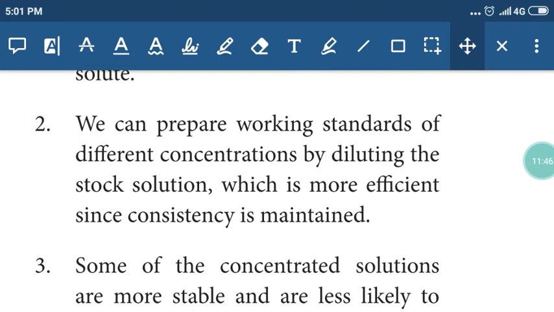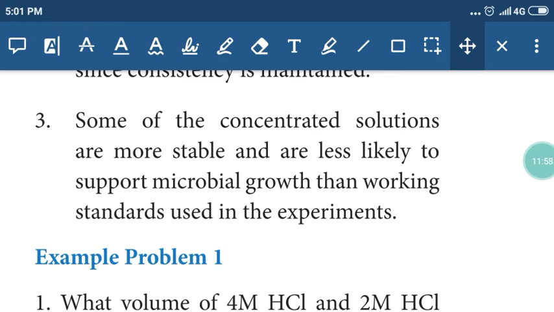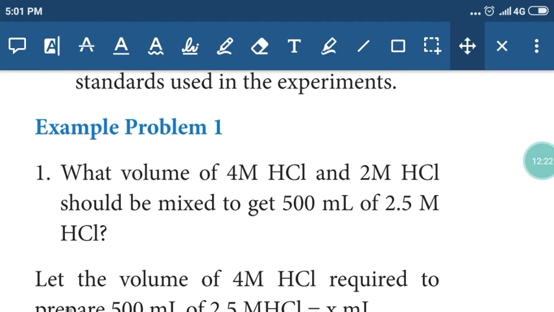The second advantage is for preparing dilute solutions. That means for preparing working standard, stock solution is very important. Third, the concentration of solute will be more, whereas for a working standard, concentration will be less. When we take a standard solution, concentration will be more, so it has more stability. So the growth of microbials will be less in standard solutions. These are all the advantages of standard solutions.